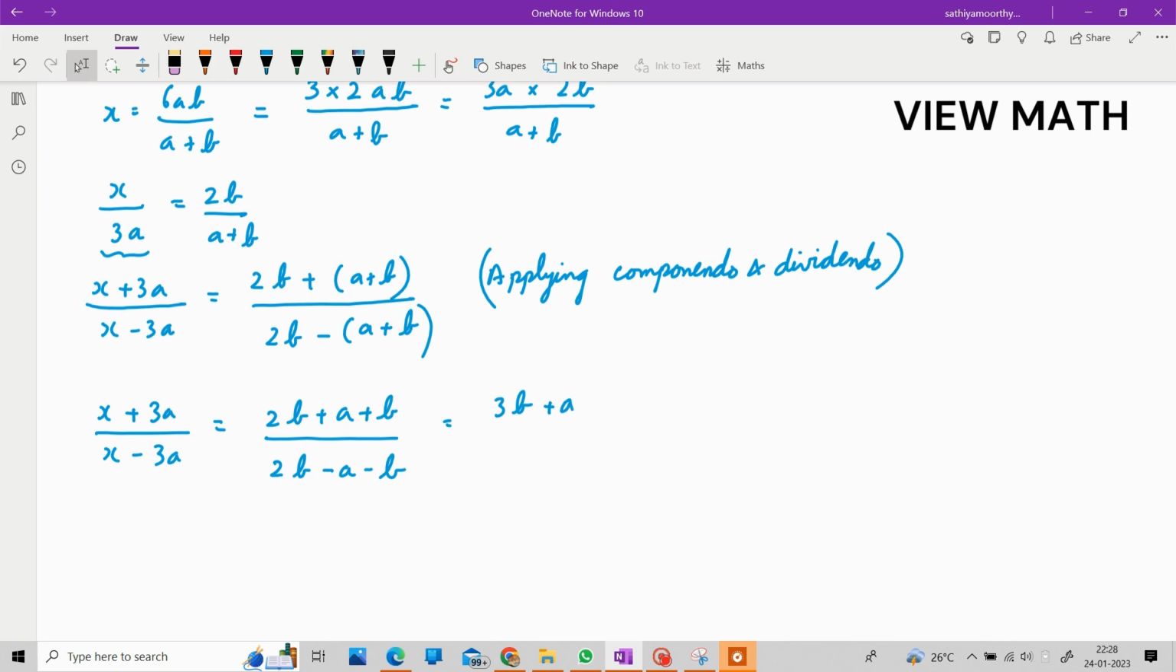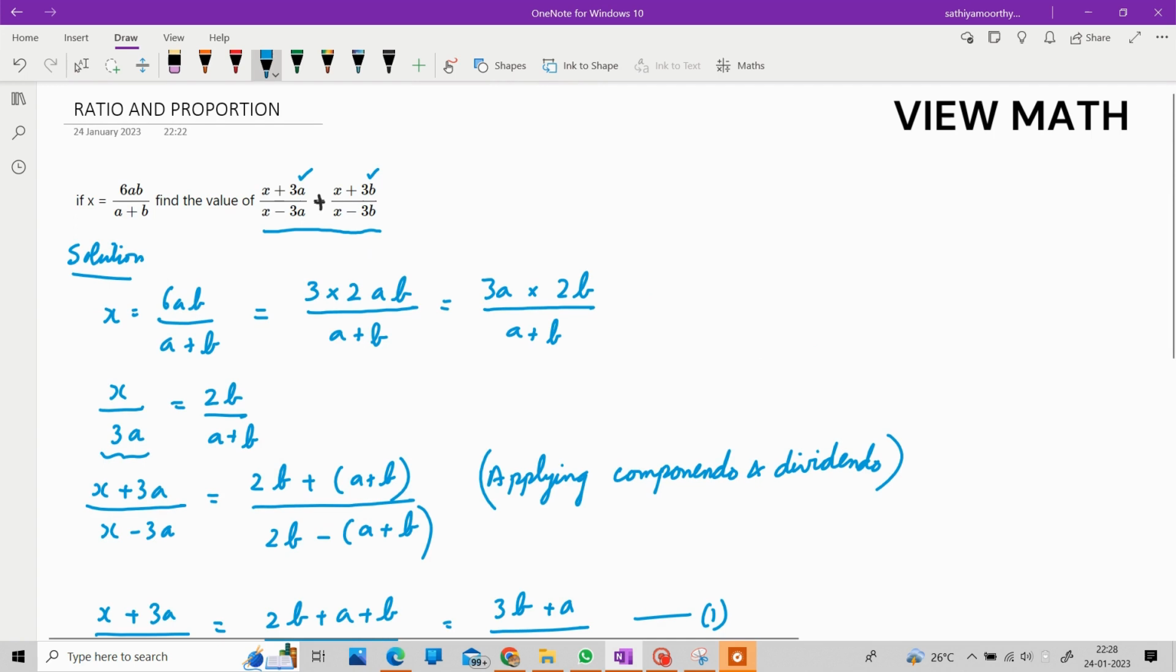plus a. Denominator I will be getting 2b minus b, so b minus a. This, let me name it as 1. Now I want to get (x + 3b). So now the same, 6ab by a plus b can be written as 3b into 2a, I can write it like this, by a plus b.